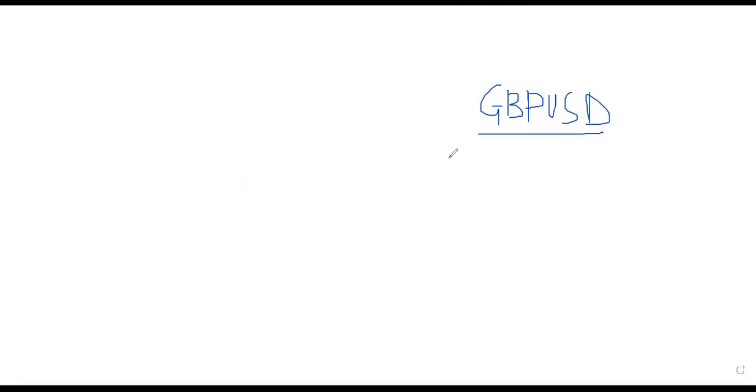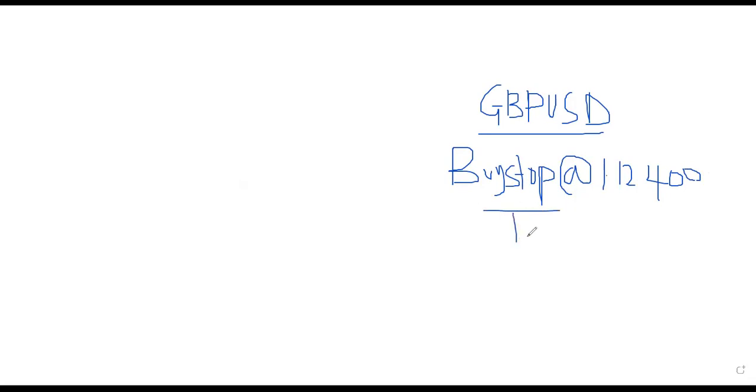And it is a buy stop at, let's say, the value you are using is 1.12400. Then let's say from here, your take profits. You have TP1. For your TP1, you are adding 10 pips to this 40 to be 50. That's 1.12500.